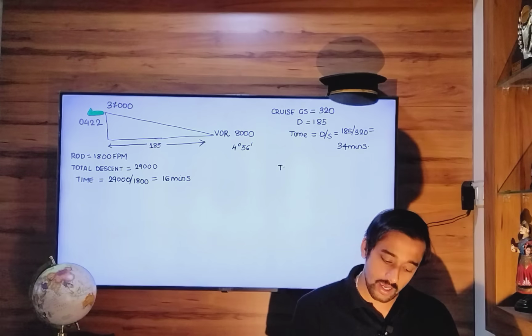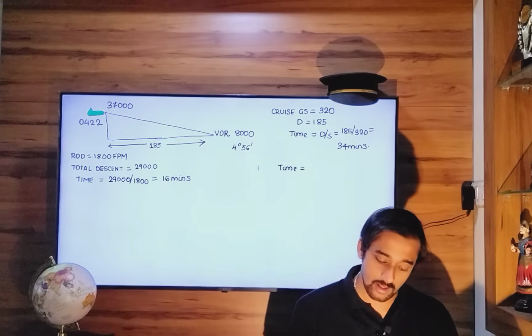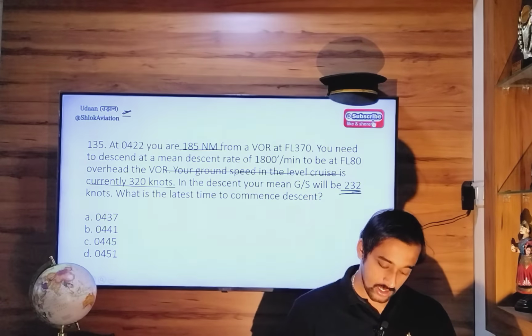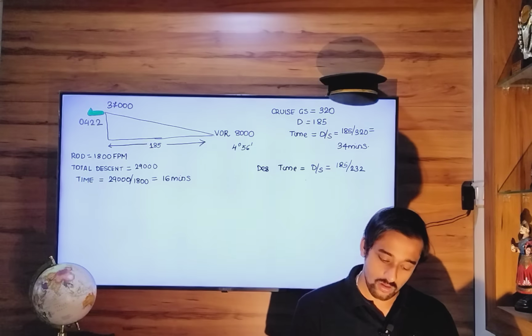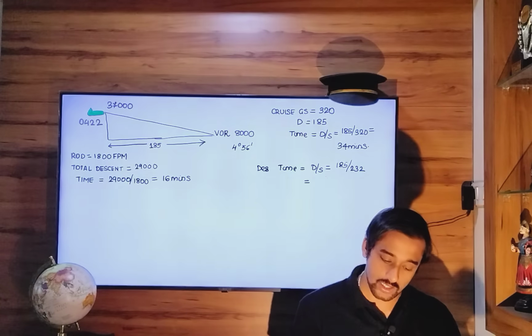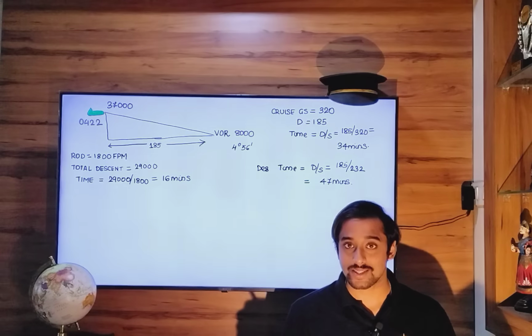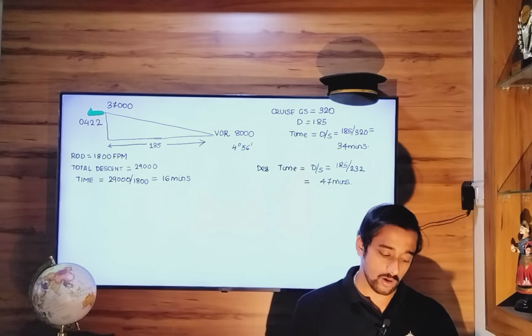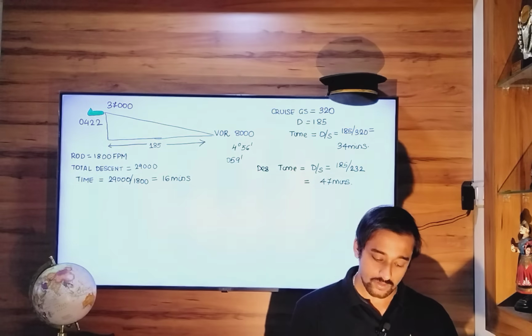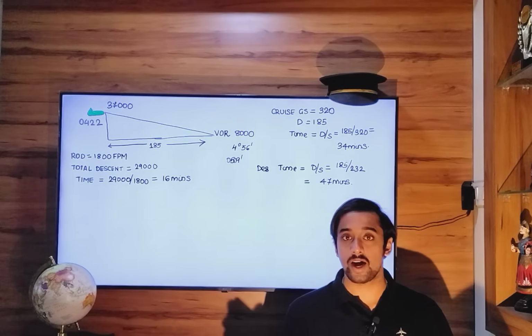So the time taken during descent will be distance by speed, which is 185 divided by 232, which is 47 minutes. It will take 47 minutes. 4 hours 22 minutes plus 47 minutes is 5 hours 9 minutes. Okay, so you will reach the VOR station at 5 hours 9 minutes.